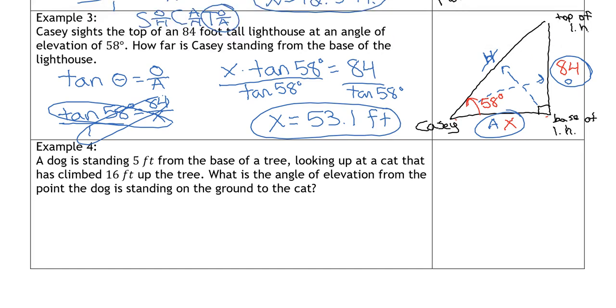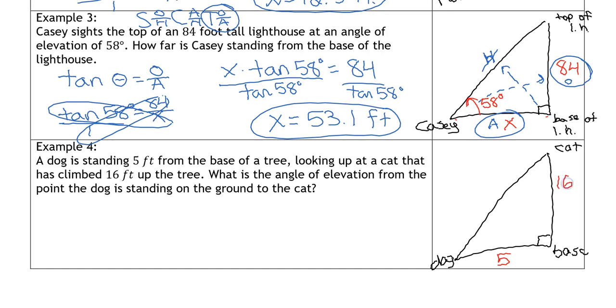Alright, our last problem. A dog is standing 5 feet from the base of a tree, looking up at a cat that has climbed 16 feet up the tree. What is the angle of elevation from the point the dog is standing on the ground to the cat? A right triangle. So I have a dog, the base of the tree, and then the cat is up in the tree, right? So a dog is standing 5 feet from the base of the tree. So I'm going to put a 5 here. And then looking up at a cat that has climbed 16 feet up the tree. So the cat is 16 feet up. Okay. What is the angle of elevation?